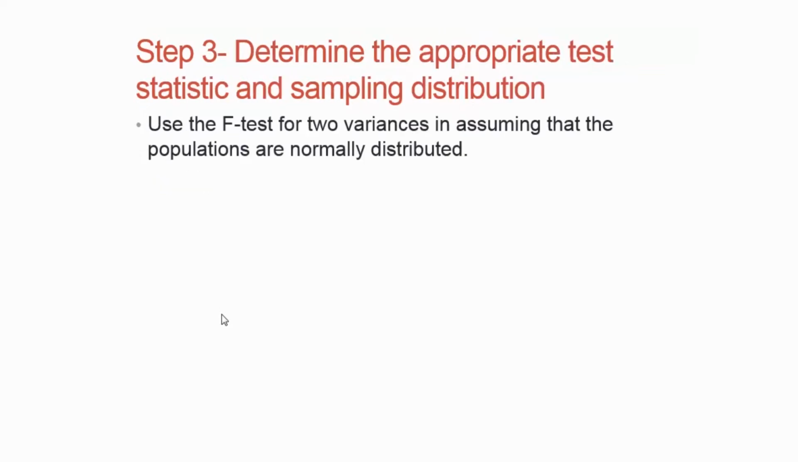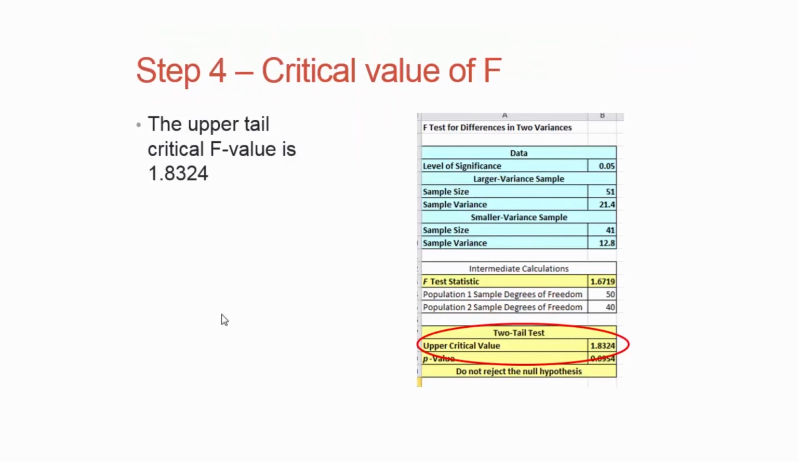Step 3, I want to use the F-test because I'm testing two variances and I'm assuming the populations are normally distributed. I'm trying to find out whether the variances are equal or not. Of course, I'm also assuming independent random samples, and this will then help me to decide which test of means perhaps to do if I need to do that. Step 4, critical value of F, that is the upper tail critical value, 1.8324. All I do is write down the value. You notice it's an upper tail test, which means a high value is going to cause me to reject.